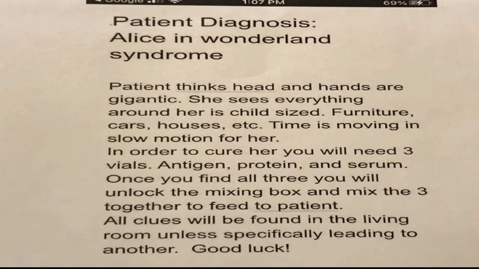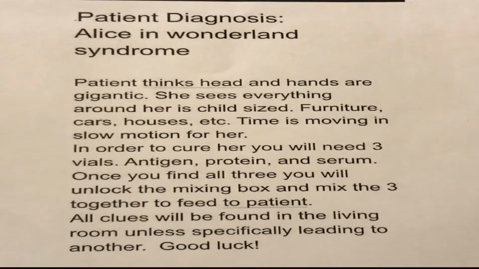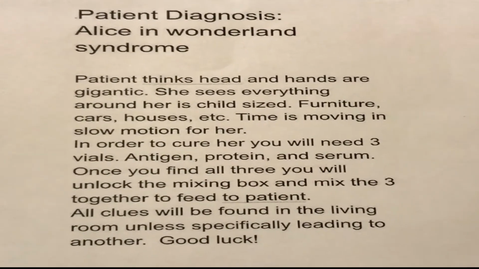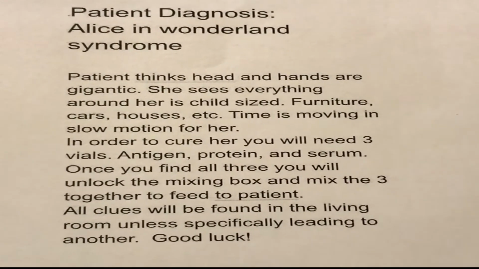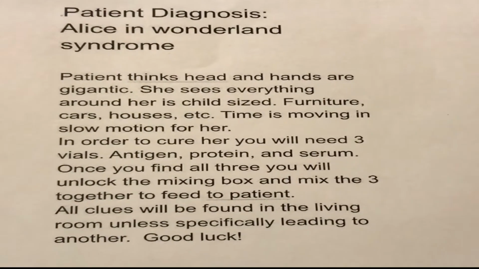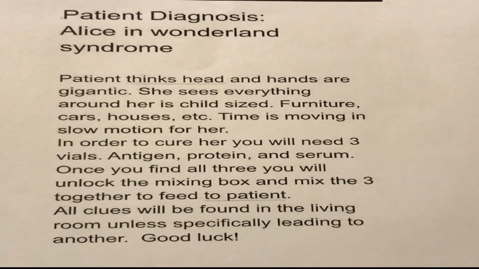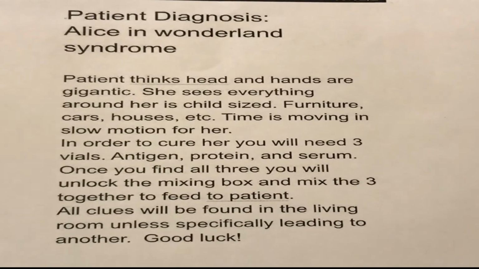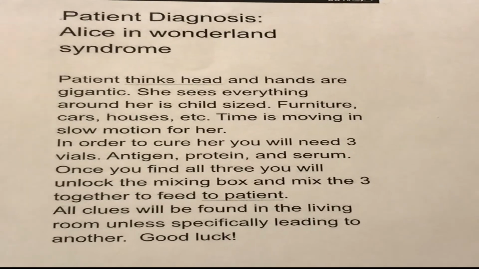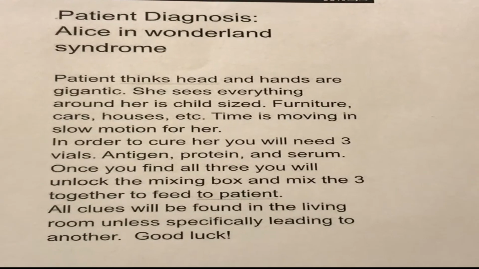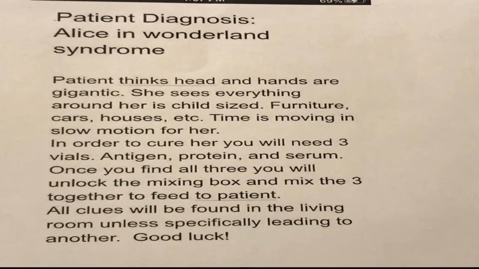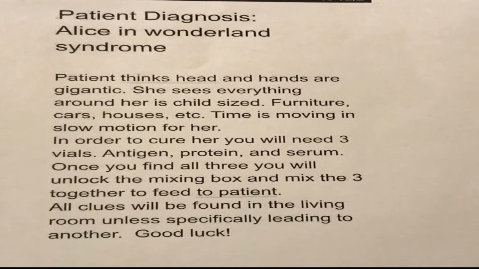Patient diagnosis, Alice in Wonderland syndrome. Patient thinks head and hands are gigantic. She sees everything around her is child-sized: furniture, cars, houses, etc. Time is moving in slow motion for her. In order to cure her, you will need 3 vials: antigen, protein, and serum. Once you find all 3, you will unlock the mixing box and mix the 3 together to feed to the patient. All clues will be found in the living room unless specifically leading to another. Good luck.